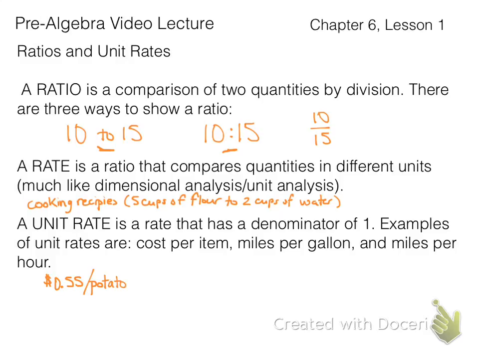potato. It's 15 miles to the gallon, which means you can go 15 miles on 1 gallon. So if you only had 1 gallon in your car, and your car got 15 miles to the gallon, you can only travel 15 miles before you run out of gas. The same is true for a unit rate when you're talking about speed. If you're going at 65 miles per hour, after 1 hour you'll have traveled 65 miles. Make sense? So those are unit rates and rates in your everyday life.